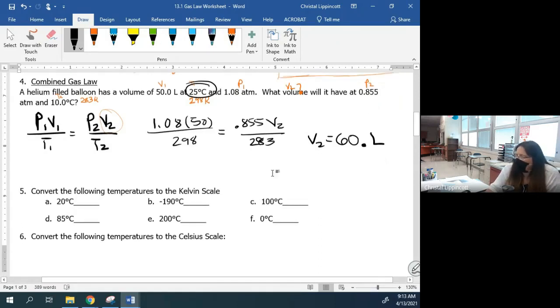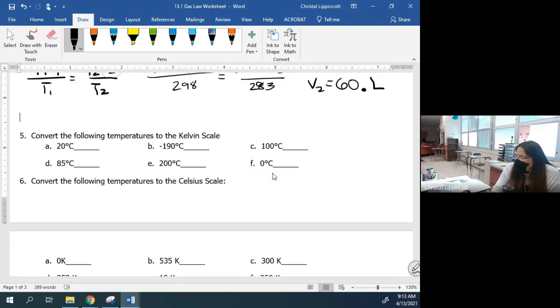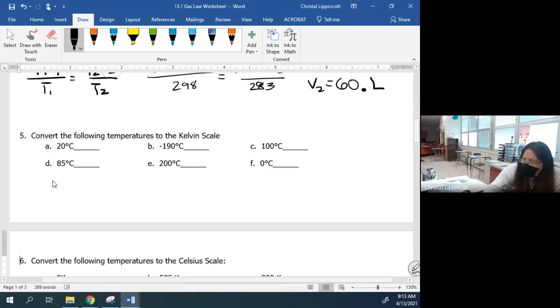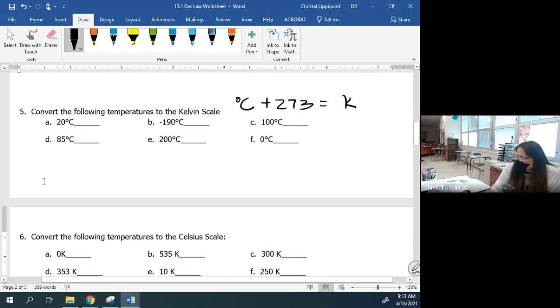All right. Converting to the Kelvin scale. When we convert to the Kelvin scale, we take our degrees Celsius plus 273, and that gives us Kelvin. I'm going to make you do that on your own because that should be easy. And then degrees Celsius is going to equal Kelvin minus 273.